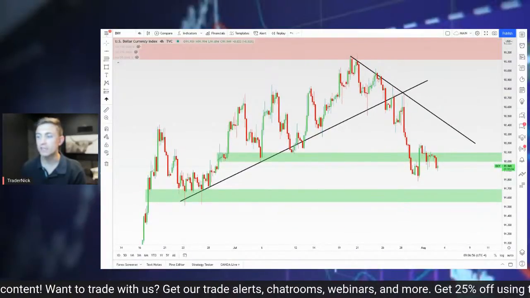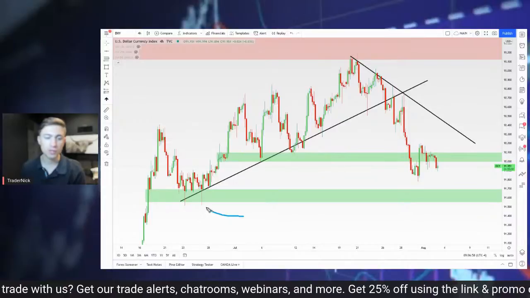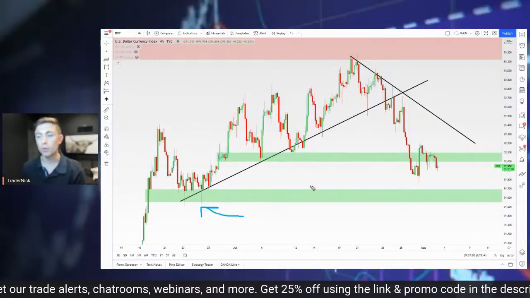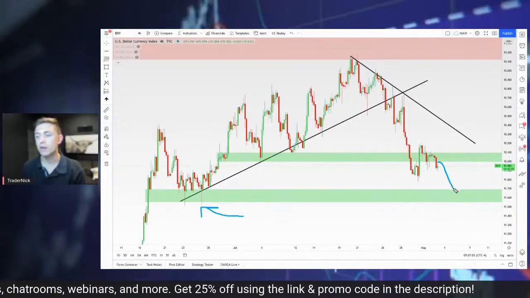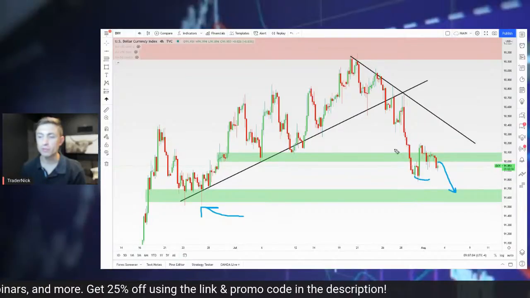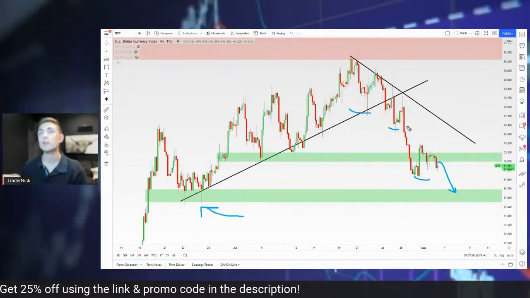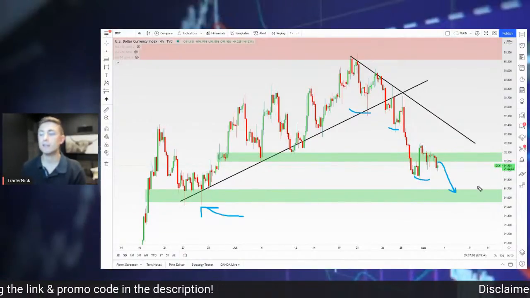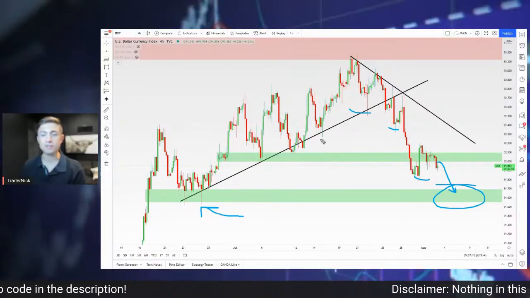So if you are watching this, I would keep an eye on this level here, whether you're a bear or a bull. We've been forming those lower lows. If we do see another lower low, keep an eye there on 91.6.